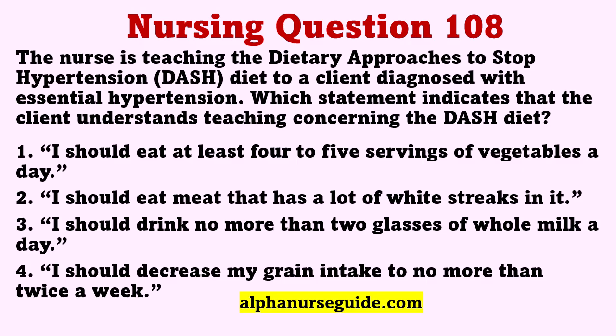The correct answer is 1. I should eat at least 4 to 5 servings of vegetables a day. The DASH diet has proved beneficial in lowering blood pressure. It recommends eating a diet high in vegetables and fruits.